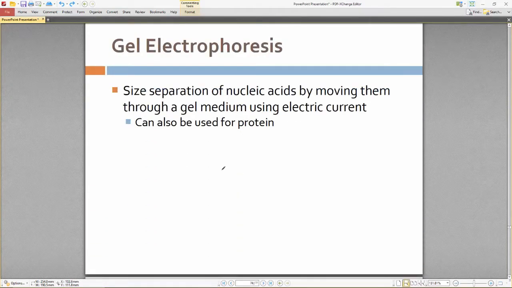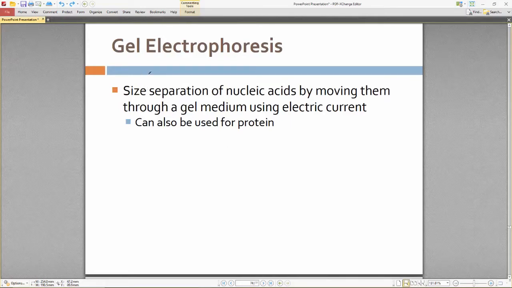Alright, so now let's talk about gel electrophoresis. So what is gel electrophoresis? Remember David, yesterday you asked the question of after you have amplified your DNA, how do you use a gel to see it, right? Visualization.